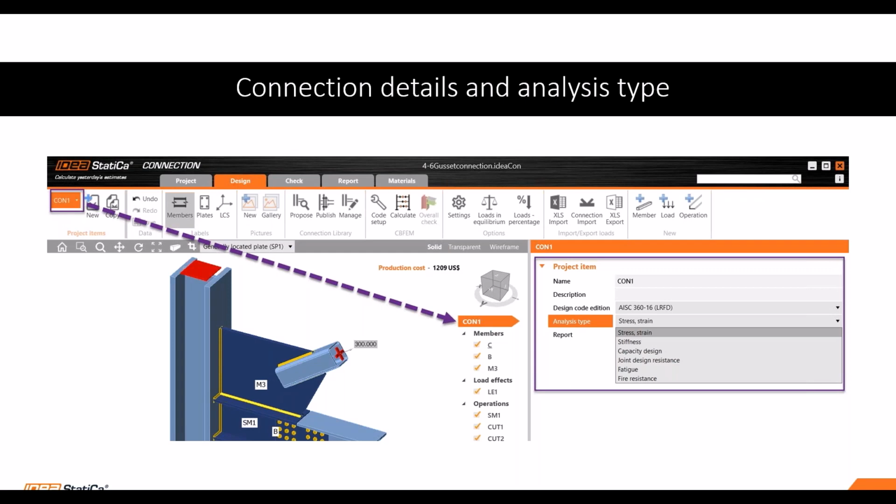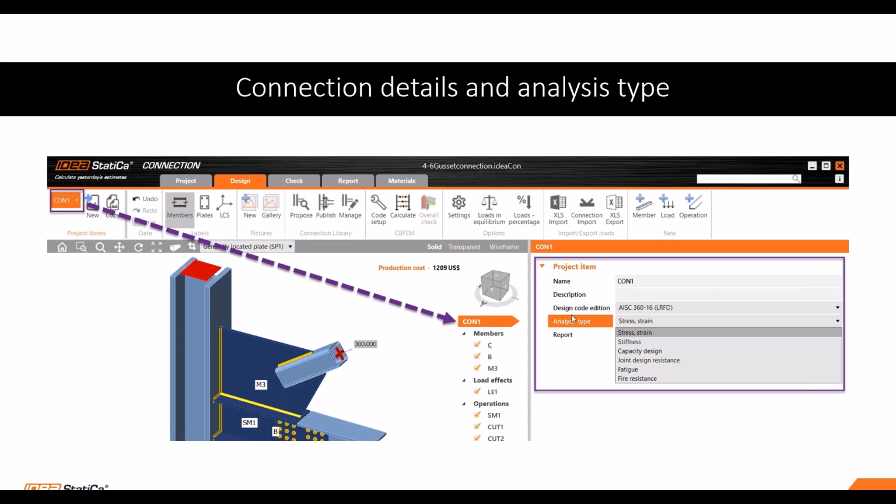Let's start with an interface enhancement. In this new version, the connection items, details, and analysis types can be changed from the design tab. So you will see the name of the connection over here in this new interface when you open any connection. And you can click over there, and then you will see all the details of that specific connection in the file. So now you can change the name, description, design code edition from here.